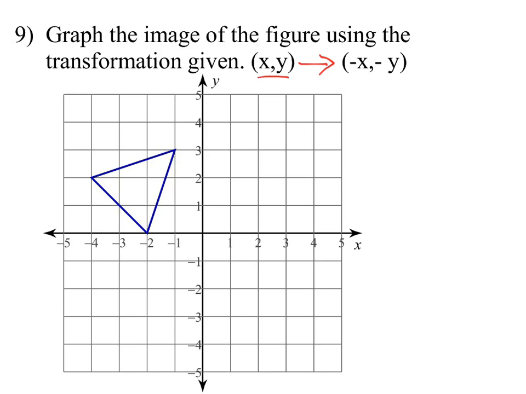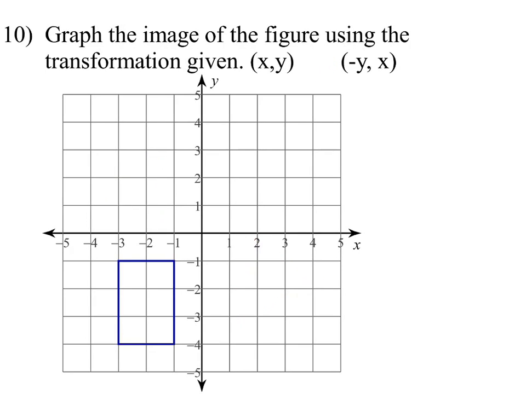We have (x, y) going to (-x, -y). That's just a 180-degree rotation. So this point is going to be just on the opposite side. This one is going to be the opposite side here. You just got to change the signs on both your coordinates. So this one had coordinates of (-4, 2). It's going to be (4, -2). Because we're going to do a point.